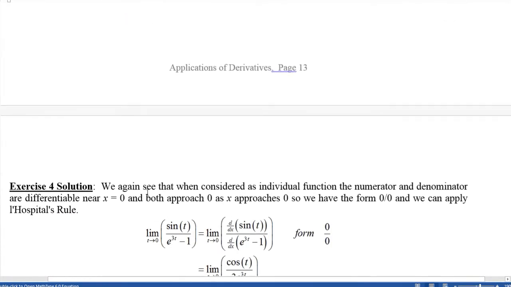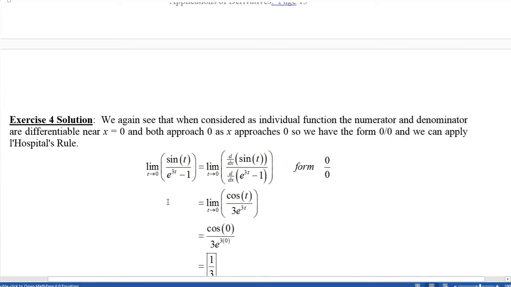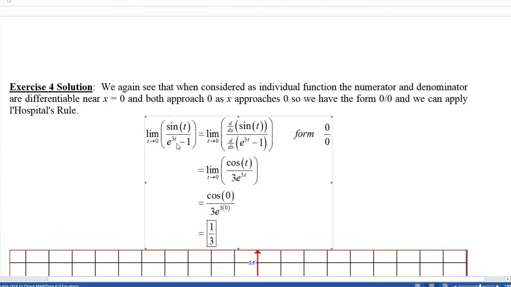Okay, first of all, we need to make sure that we can apply L'Hopital's rule. Okay, the top and bottom as separate functions are differentiable functions again. We know about these functions. So we know that they're differentiable. And they both approach 0. Once again, sine of 0 is 0. 3 times 0 is 0. E to the 0 is 1. 1 minus 1 is 0. So it's the form 0 over 0.